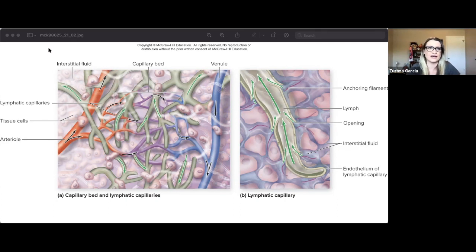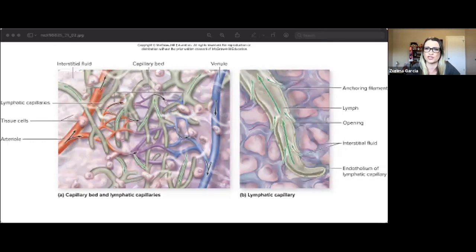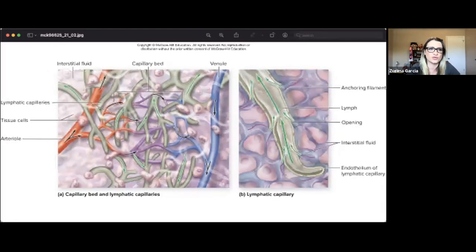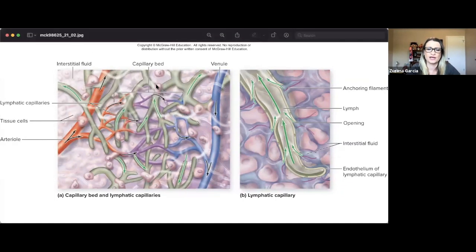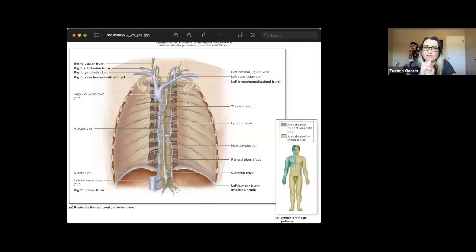Lymphatic capillaries, as I mentioned, merge into larger vessels. It's time to switch the picture. These larger vessels will then ultimately merge into lymphatic trunks, and those trunks will merge into a duct. This is a pretty useful image for you. There are several different trunks, and you should be aware of where they receive lymph from.